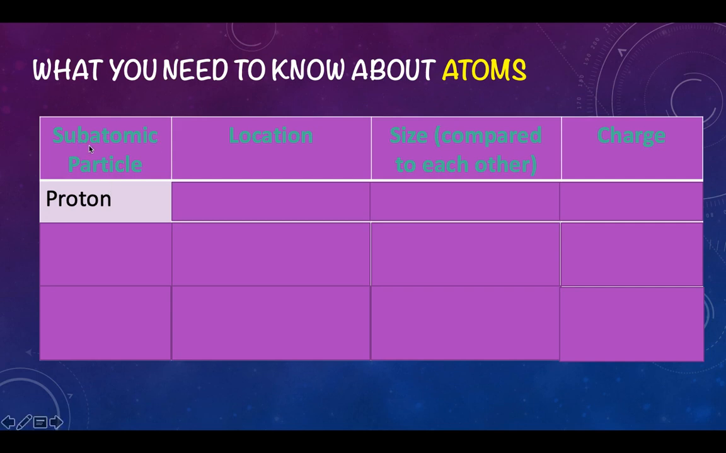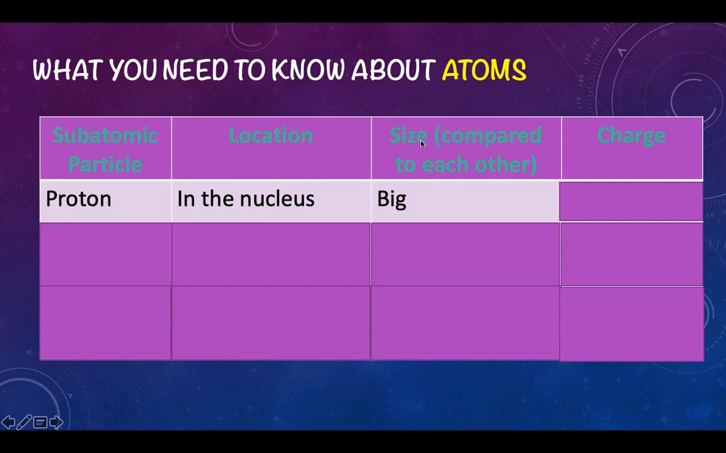The first particle we're going to talk about are the protons. They are located inside the nucleus of an atom. The nucleus is like the center part. The size of a proton compared to the others is considered big, and its charge is positive. So inside the middle of the atom, you have these positive protons in the nucleus.